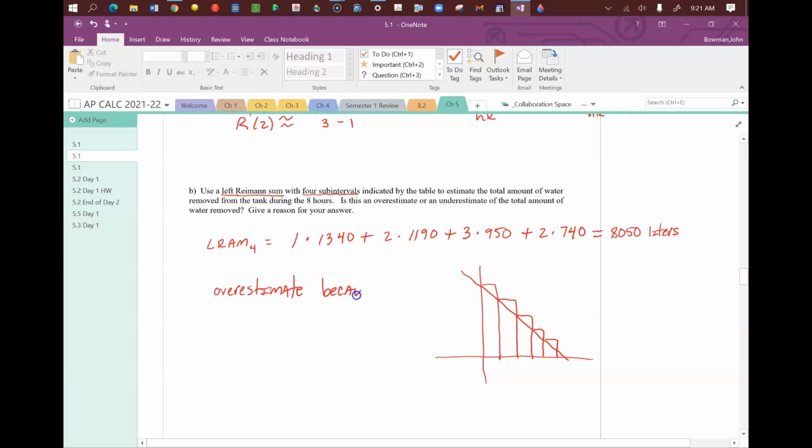because R of t is continuous and decreasing on the closed interval from 0 to 8.